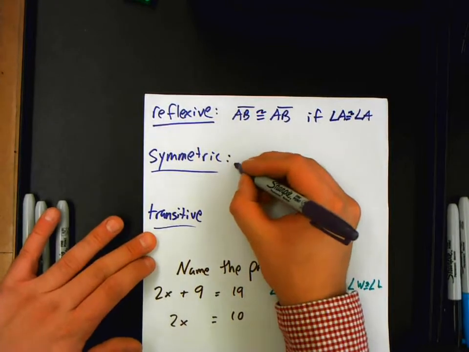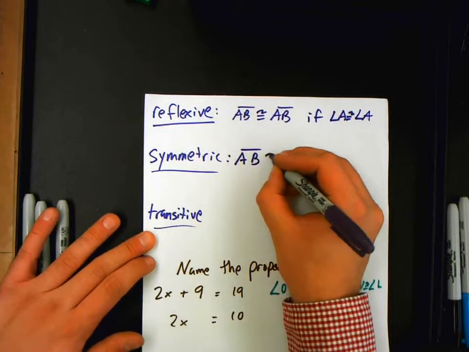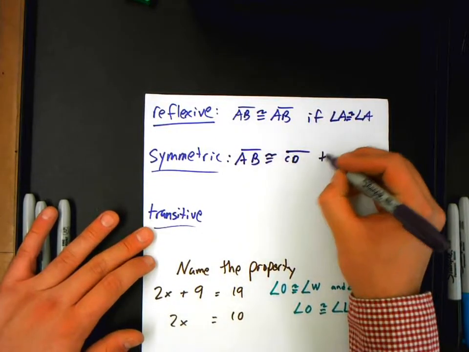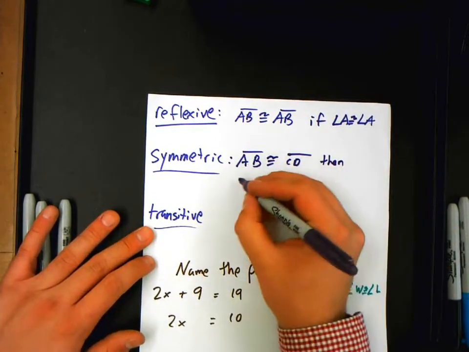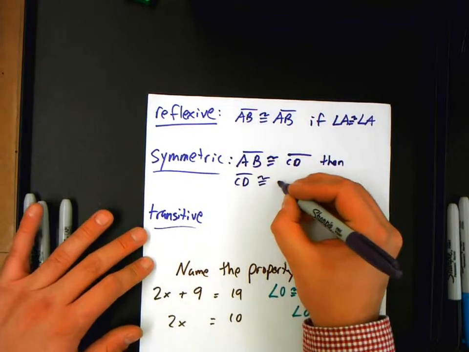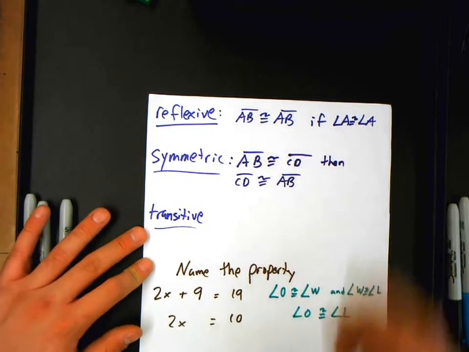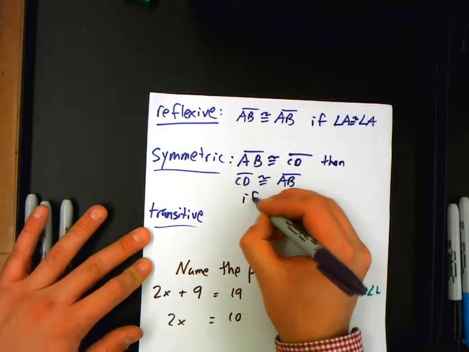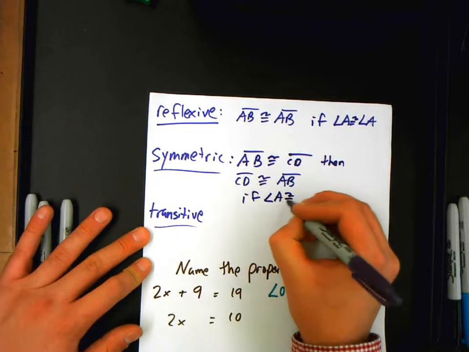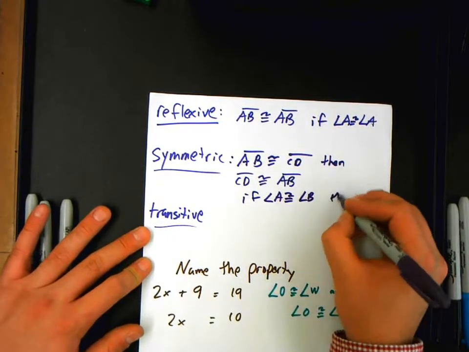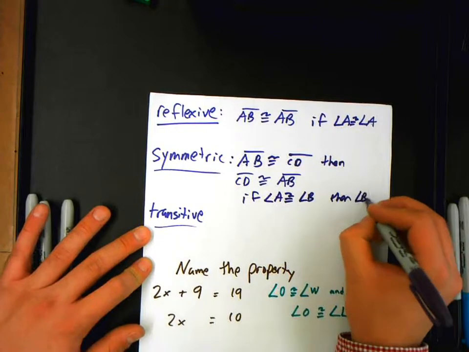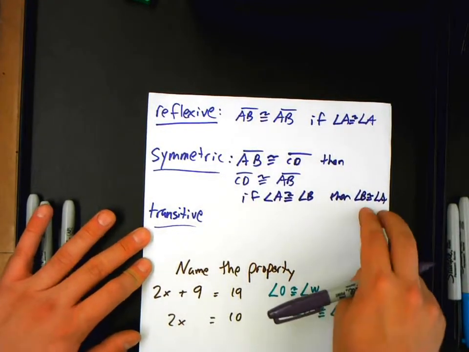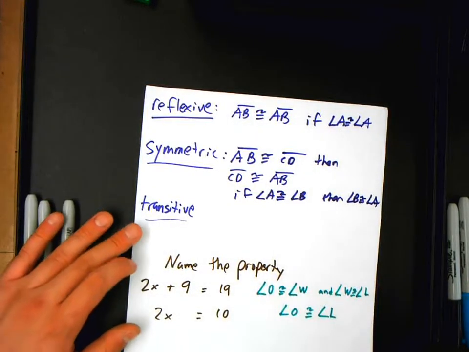So using symmetric, we can say that line AB is congruent to line CD. Then you can say that the backwards is the same, where CD is congruent to AB. And this is if the angles between the two lines are equal the exact same way. So I'm writing them backwards. Since one thing is equal to the other, I can flip them and they're still equal.